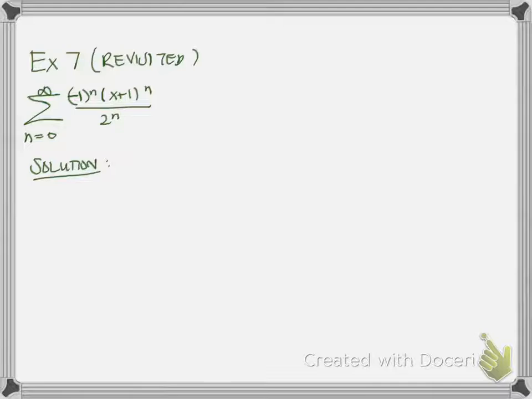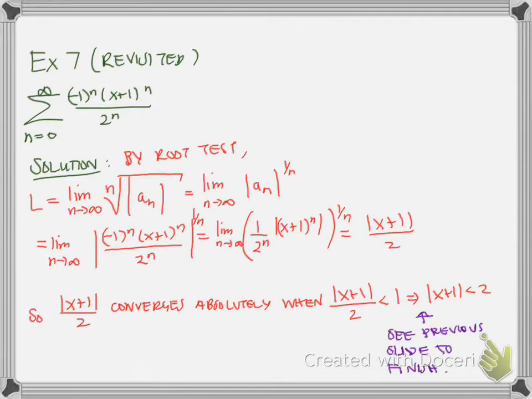Okay, we're almost done, but I want to quickly revisit example 7, because I don't know if anyone noticed, but everything is raised to the n in this problem. So this is an example where we actually could have used the root test, and let's see how. Here it is by the root test. Recall that's the root test formula we went over in class. Once you simplify, you get the absolute value of x plus 1 over 2, and we know that will converge absolutely when this is less than 1, which means x plus 1 is less than 2, and we're back to the last slide that we did using the ratio test.